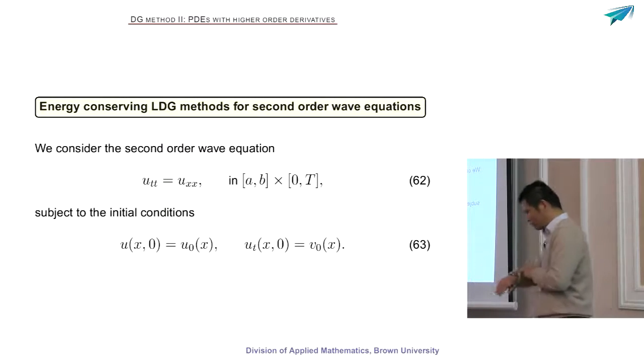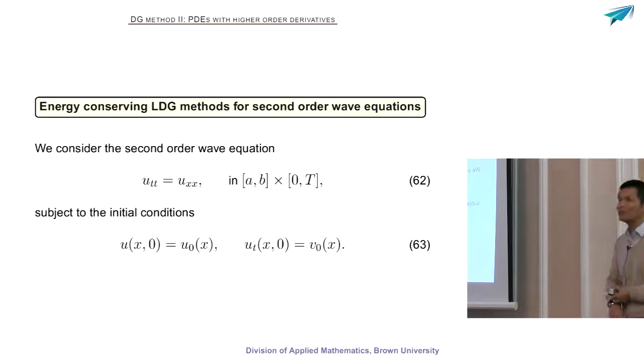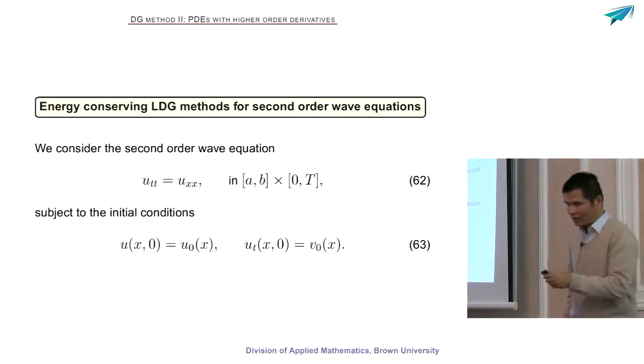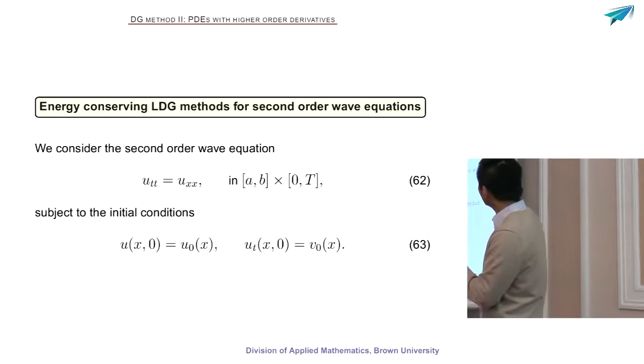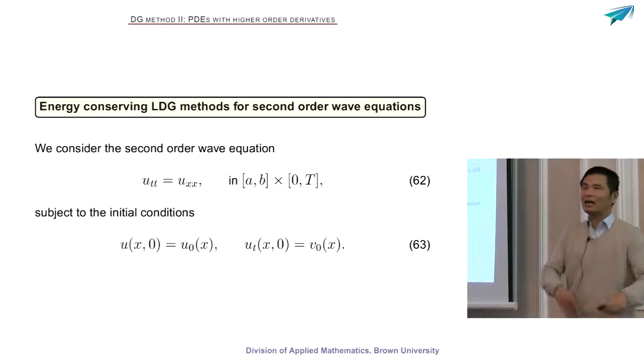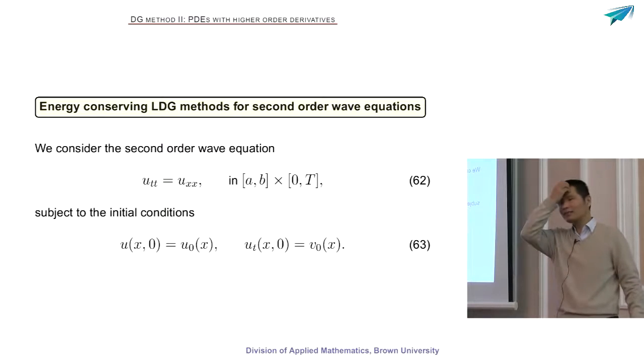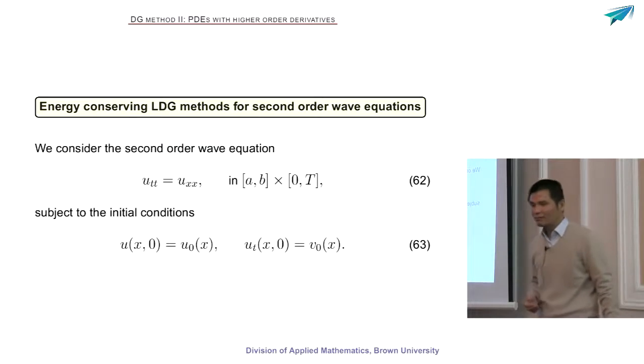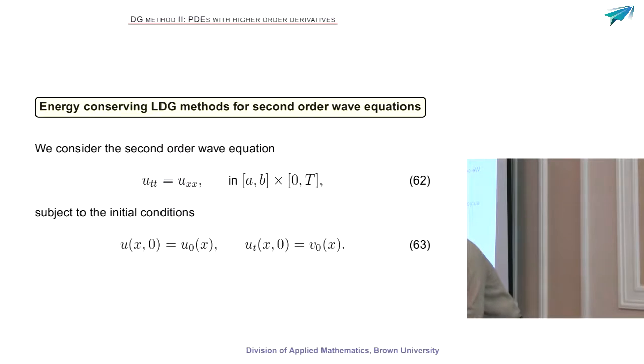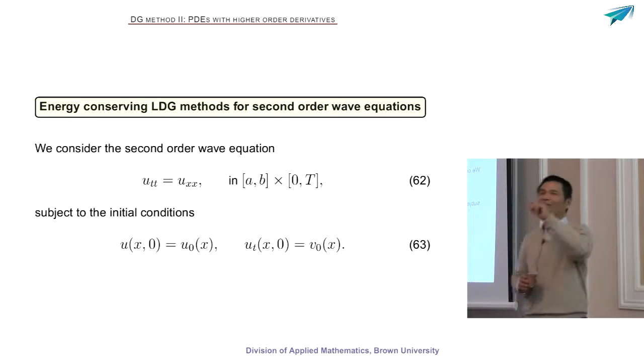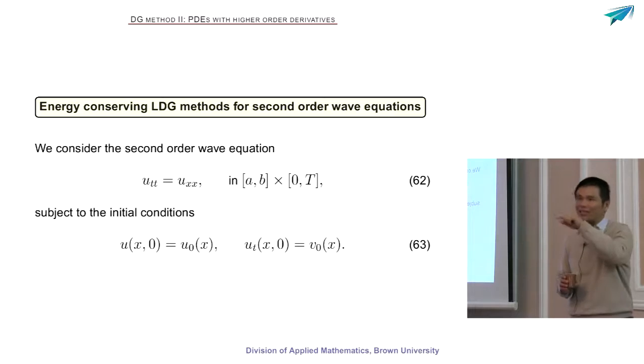Okay, so finally, the last application, the last new development I want to mention, is the so-called energy conserving LDG method for second order wave equations. Up to now, I have only considered first order PDEs, first order in time. In other words, PDEs which are U sub t plus something else equal to 0. This something else could be first derivative, second derivative, third derivative, and so on. But U sub t is U sub t.